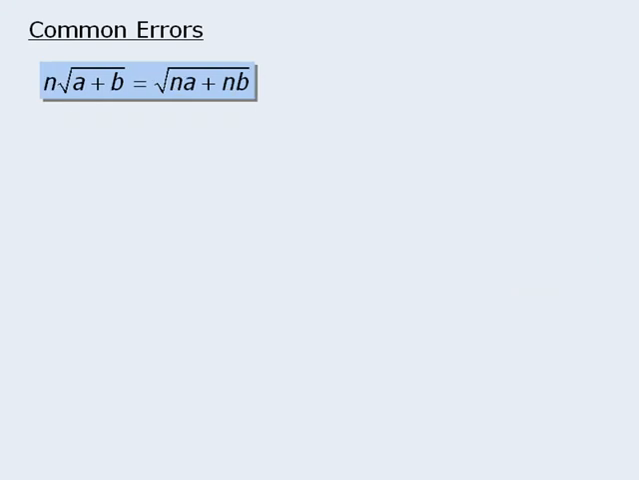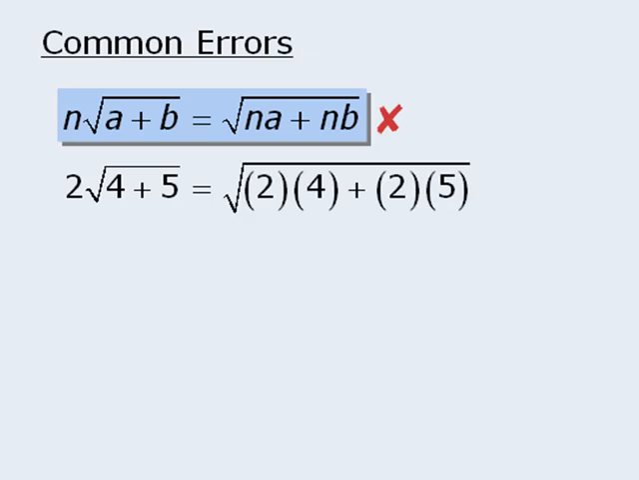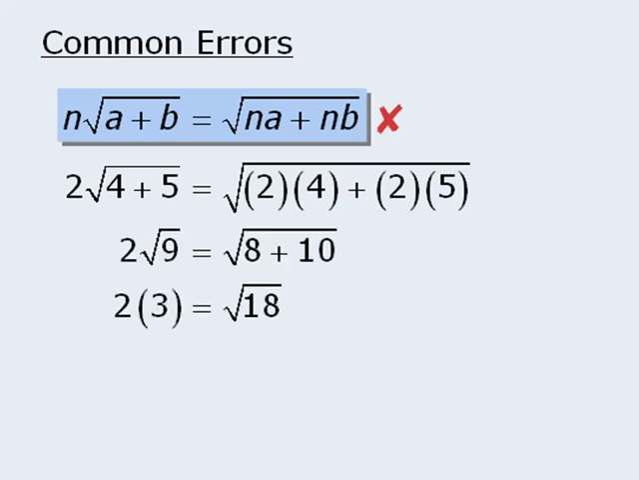The next common error is taking the number outside the root and multiplying each term inside the root. If this were true, then 2 times the square root of 4 plus 5 would equal the square root of 2 times 4 plus 2 times 5. However, when we evaluate both sides here, we see that the left-hand side does not equal the right-hand side, so this rule is also invalid.